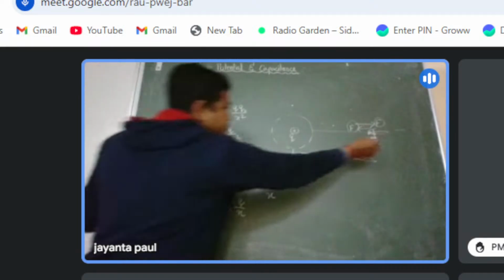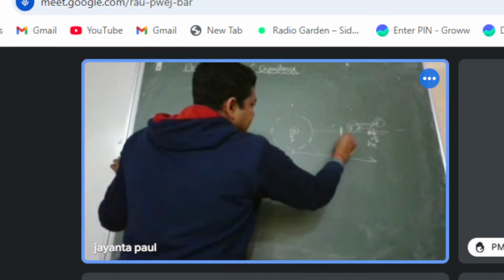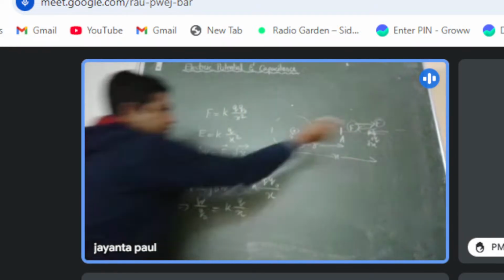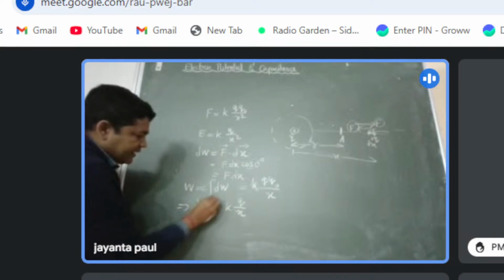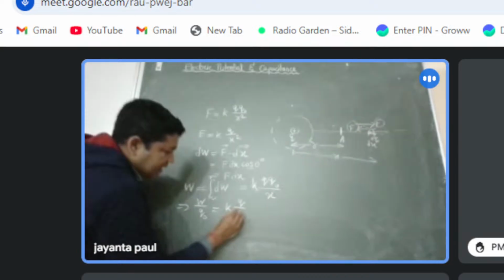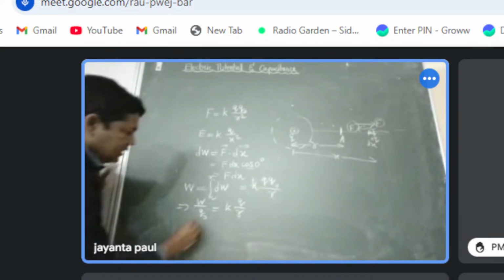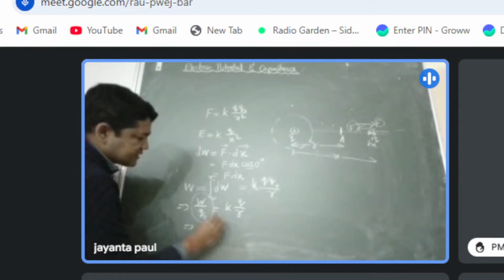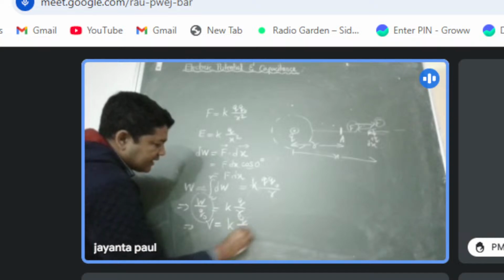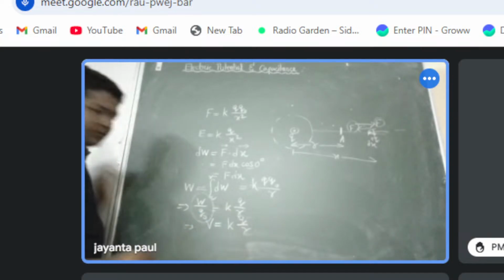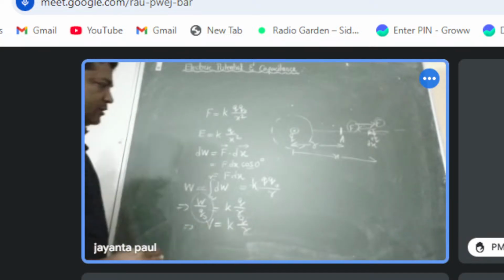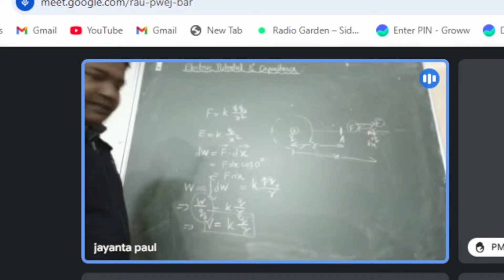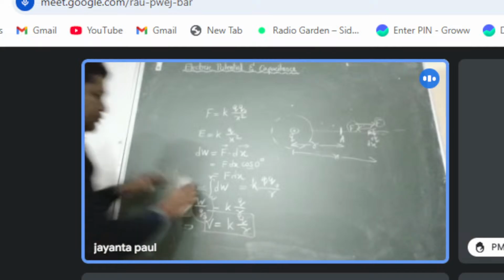Integration is from infinity to, suppose here we want to find where the distance is r. If we integrate from infinity to r, the answer comes out as r. So this work done by the test charge is, as I said, the potential. So potential comes k q by r. This is how we can find the potential by using electric field intensity.